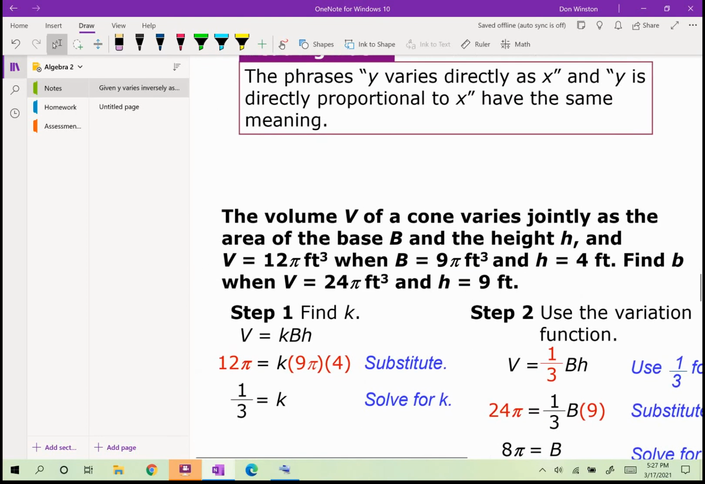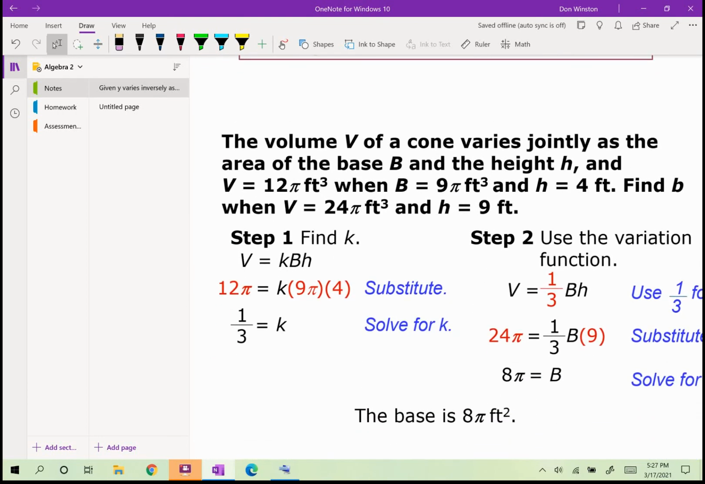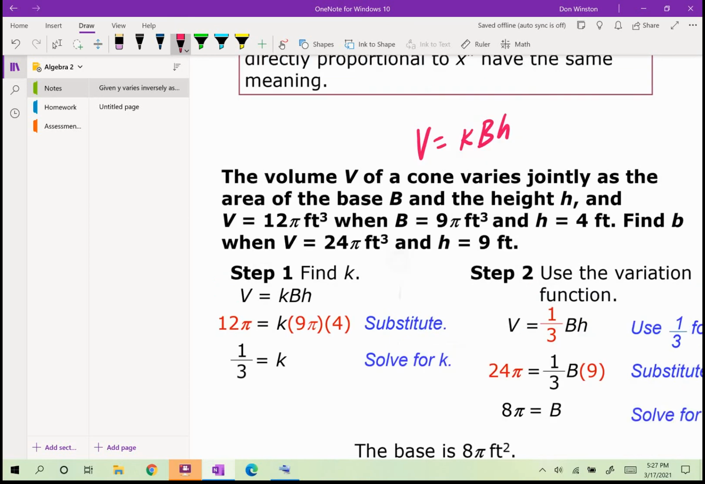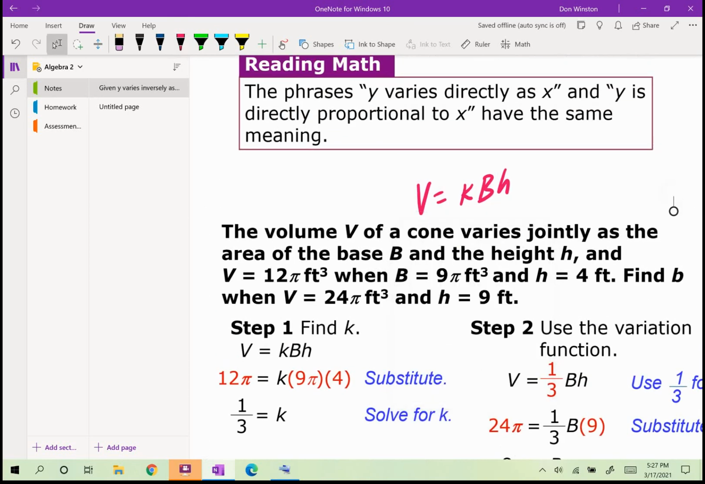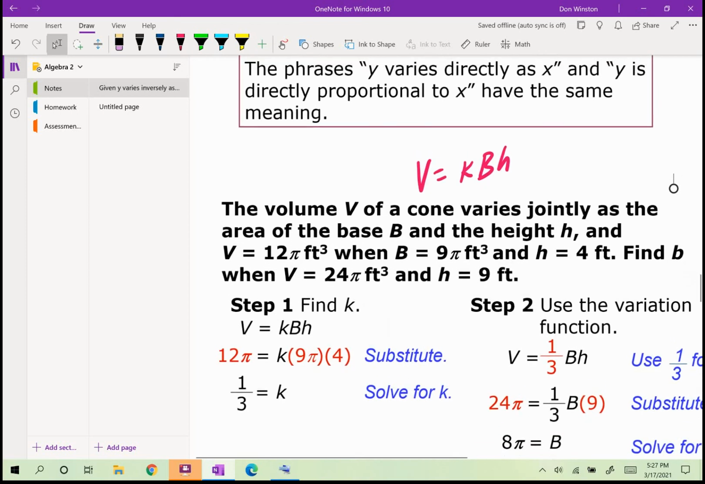Let's just look at one example. The volume V varies jointly, so we have some K, as the area of the base B and the height H. Okay, so this is joint variation. It's like direct variation almost, but it's joint. We have two variables.